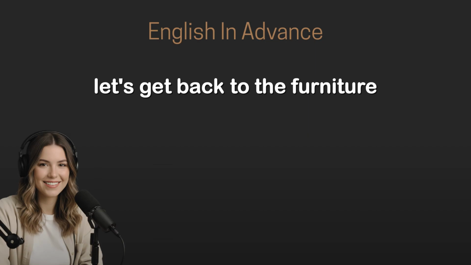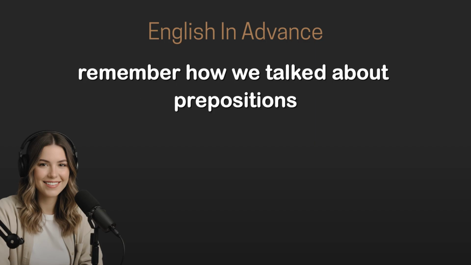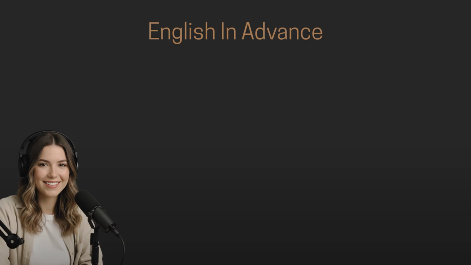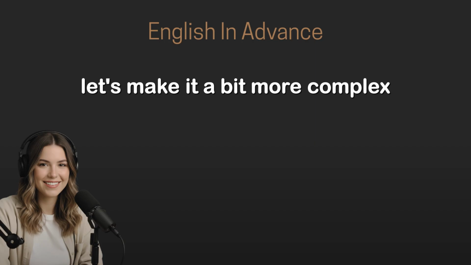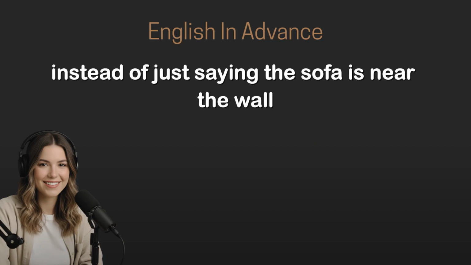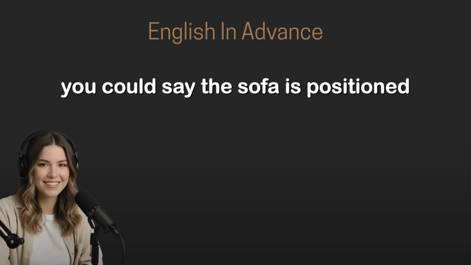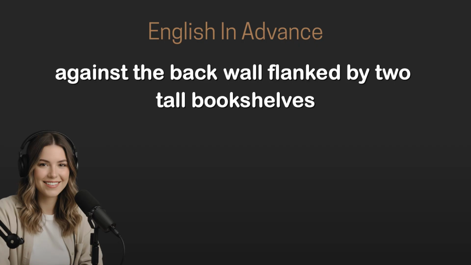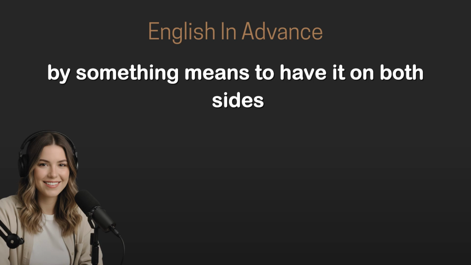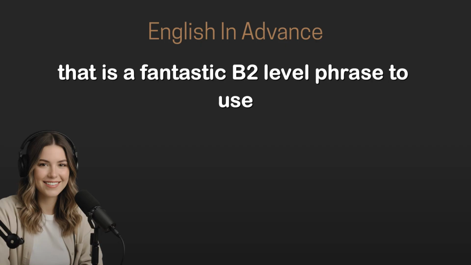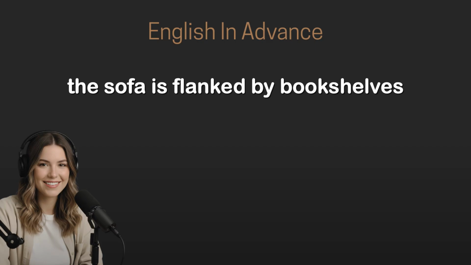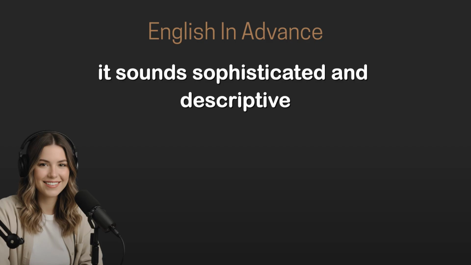Let's get back to the furniture. Remember how we talked about prepositions? Let's make it a bit more complex. Instead of just saying the sofa is near the wall, you could say the sofa is positioned against the back wall, flanked by 2 tall bookshelves. To be flanked by something means to have it on both sides. That is a fantastic B2 level phrase to use. The sofa is flanked by bookshelves. It sounds sophisticated and descriptive.